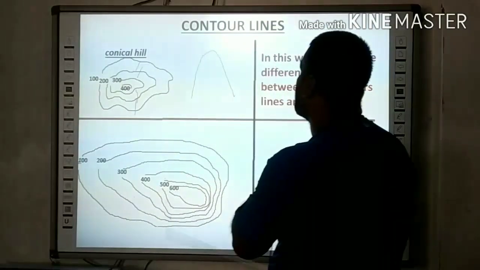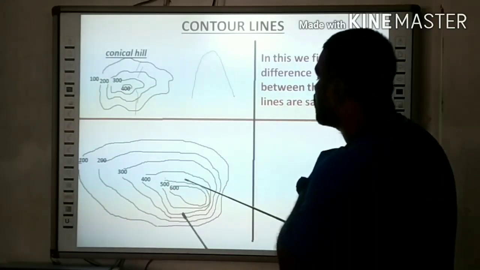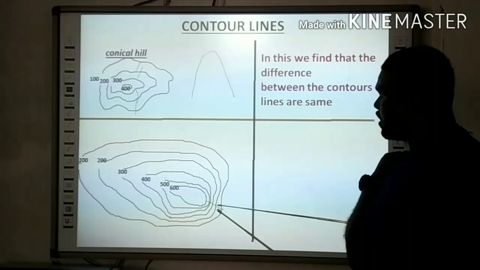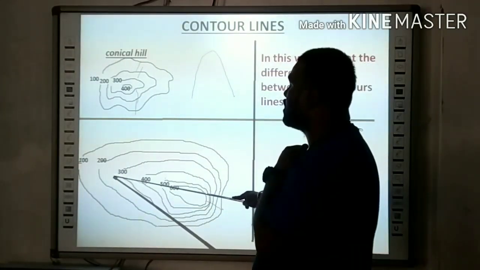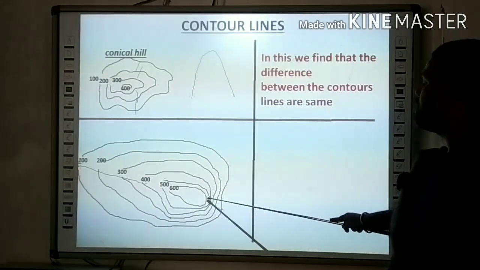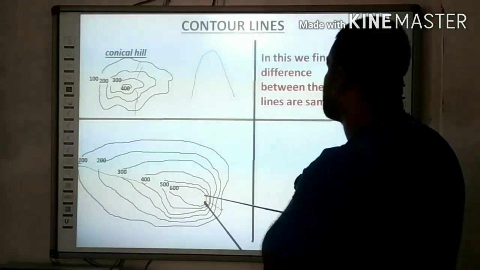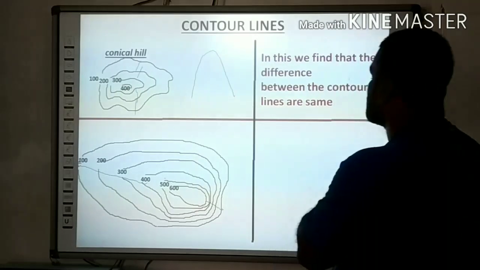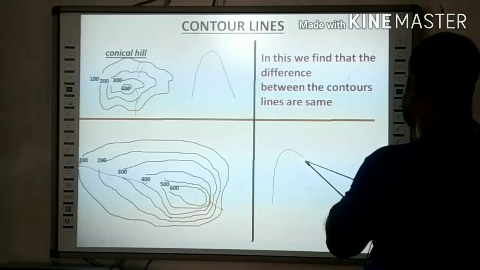Now let us try to find out the slope of a region. How will you find out? Say this is a contour. Here in the eastern part you can see that the contours are very close to each other, whereas in the western part they are far from each other. So what does it mean? In the eastern part it has a steep slope, whereas in the western part it has a gentle slope. So how will it look? It will look somehow like this.